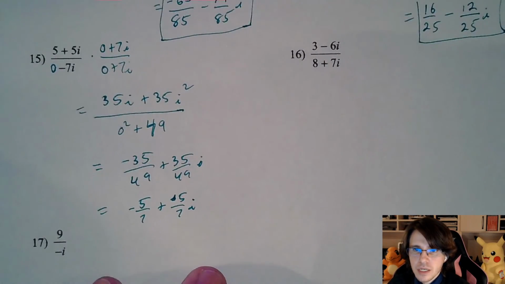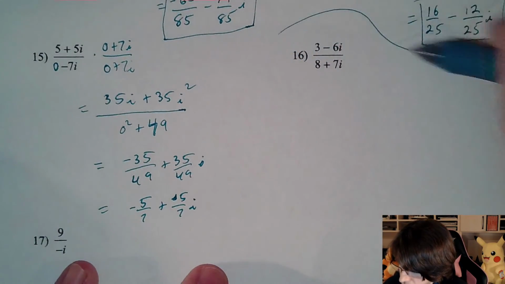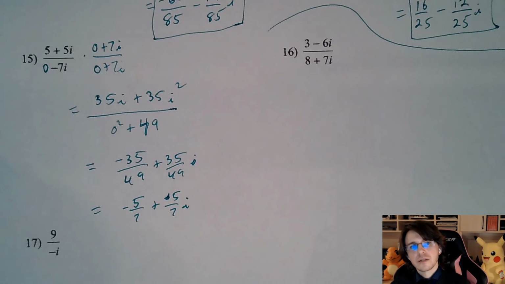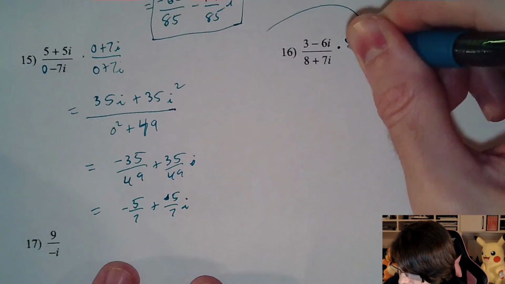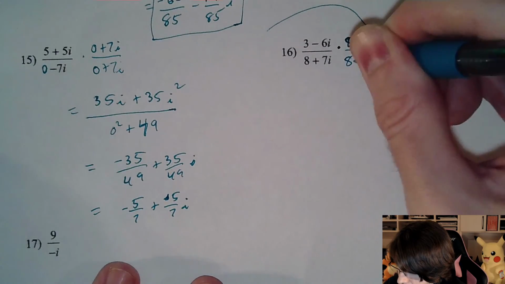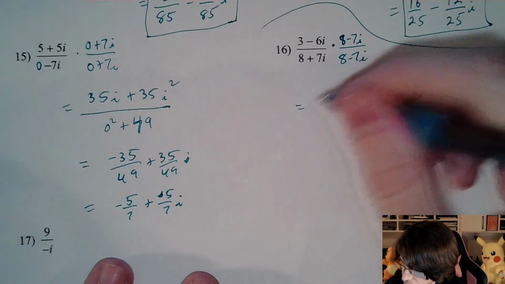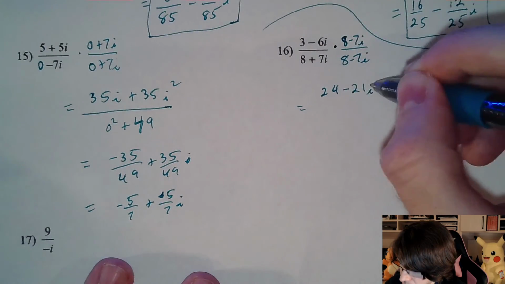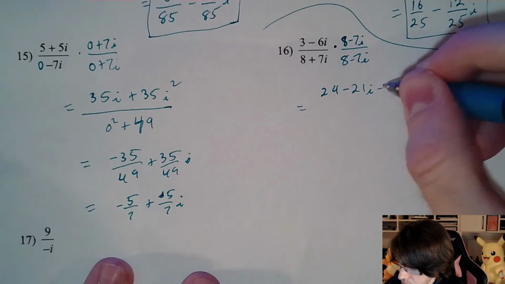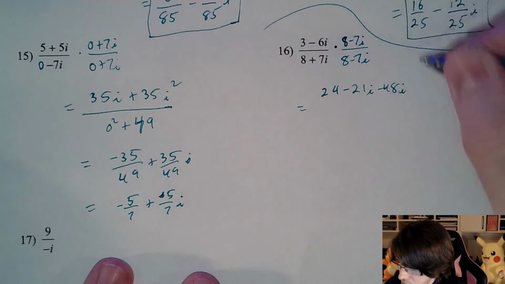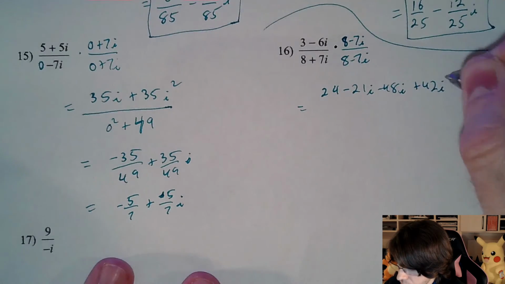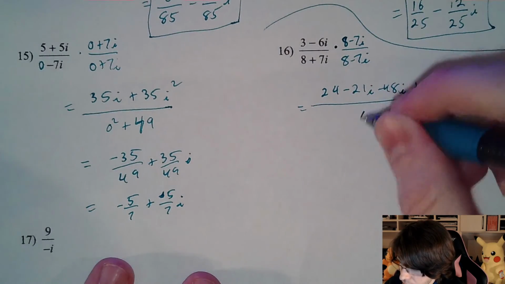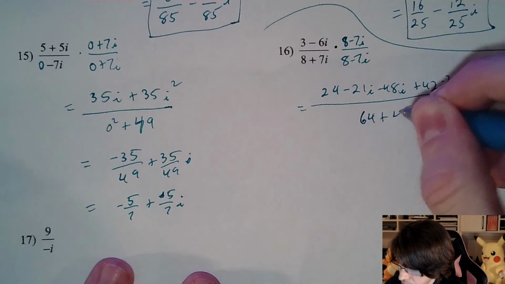All right. Number 16 here, our very last full question. I want to remind you guys, if you haven't been practicing these on your own, you've just been copying, this is a great time for you to try on your own completely. So full practice: multiplied by 8 minus 7i over 8 minus 7i. Do some distributive property. 3 times 8 is 24. 3 times -7, -21i. -6i times 8, minus 48i. -6 times -7, plus 42i squared, all divided by a squared plus b squared.